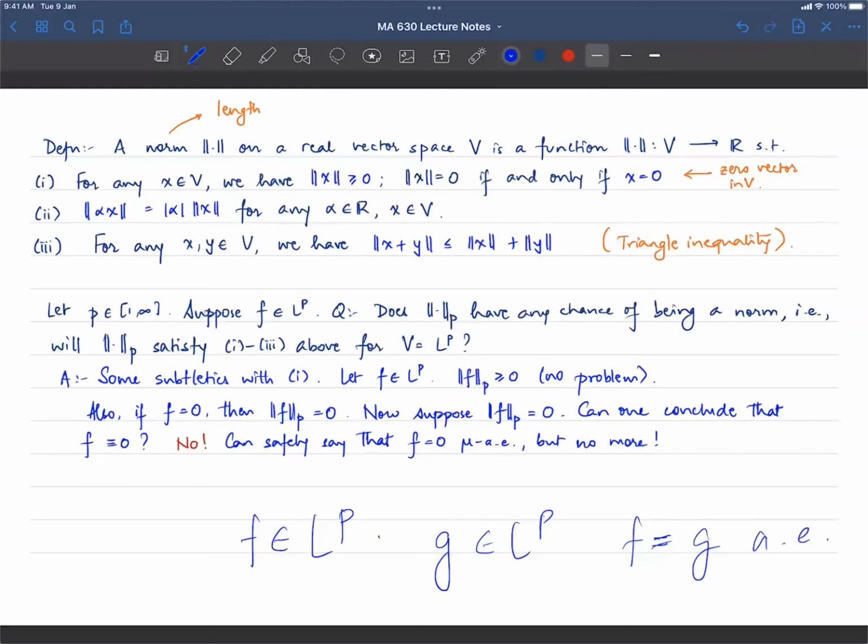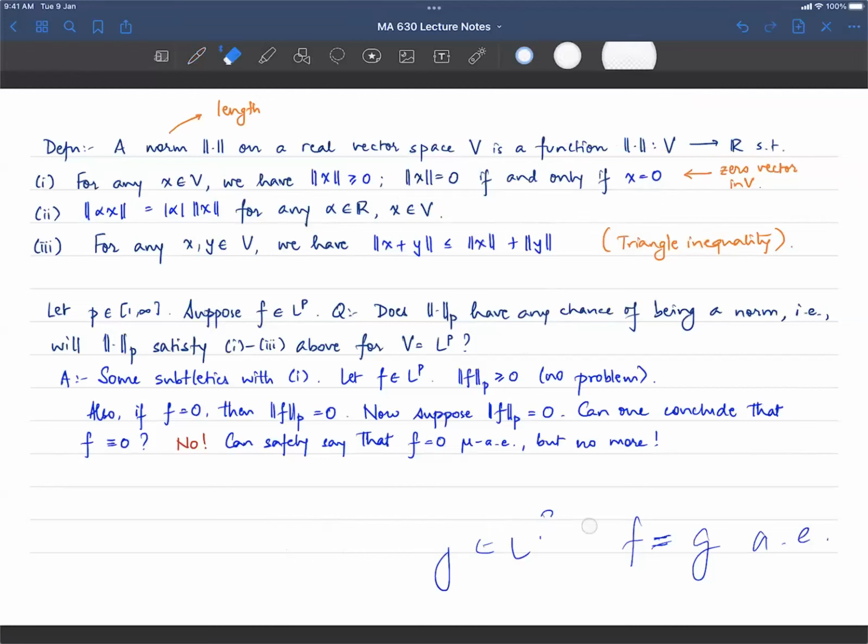And a simpler way to say this is, we will blur the distinction between two functions which differ on a set of measure 0. In other words, we will consider them the same function. If you do that, then a function which is 0 almost everywhere is no different from the function which is 0 everywhere. And so when you do that, then yes, this thing goes through without any trouble. So that's what we're going to do, okay?